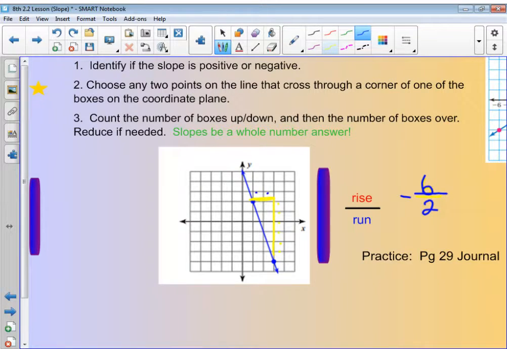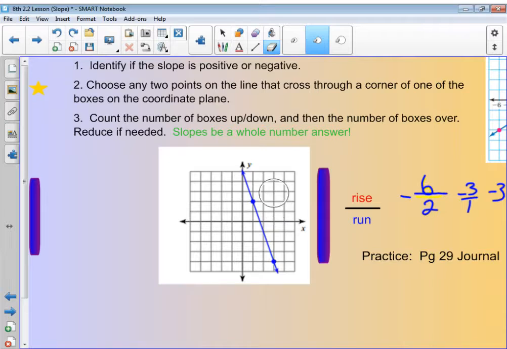So 6 over 2 can be reduced down to 3 over 1. So negative 3 over 1, which when you work with slope, you're gonna see as negative 3. Okay? You just have to be comfortable interchanging between a number over 1 and the whole number itself. Obviously there were 2 points that were actually closer than the 2 that I used, and it looks like it's right here. Okay? All right, so let's try another one.